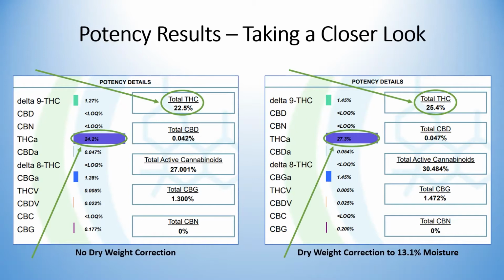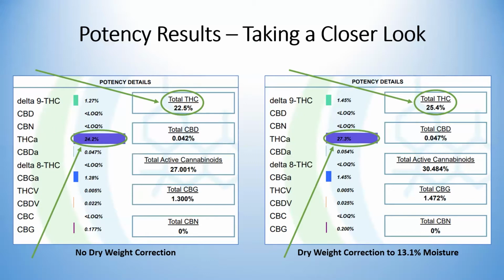While this may not seem like a big difference, the average consumer is going to see that result of 25.4 and think the potency is better and want to purchase that product over the one that is reported without a dry weight correction. Additionally, producers are going to see that result and may decide that the 25.4% THC bud is top tier, while the one coming in at a total THC of 22.5 is mid-tier bud.